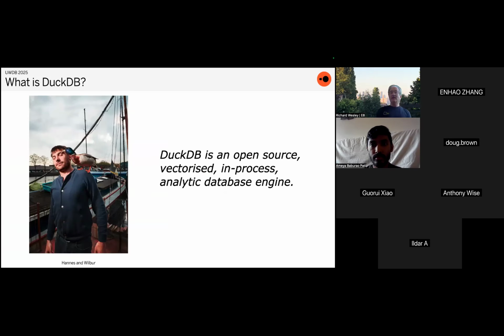So what is DuckDB? Well, here's a pile of buzzwords, and we'll get through to all of them. It's an open source, vectorized, in-process analytic database engine.